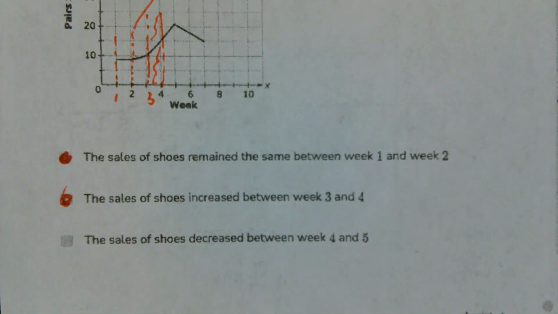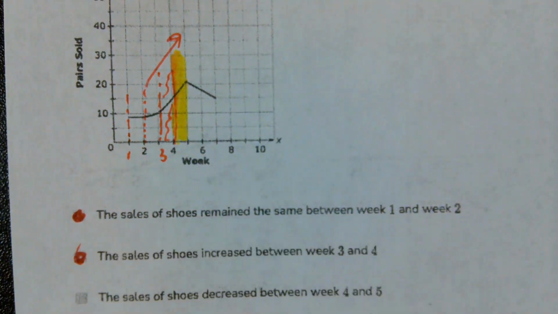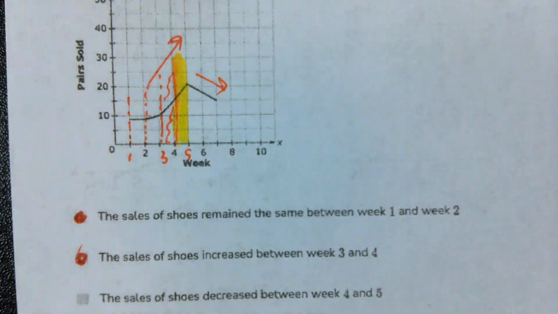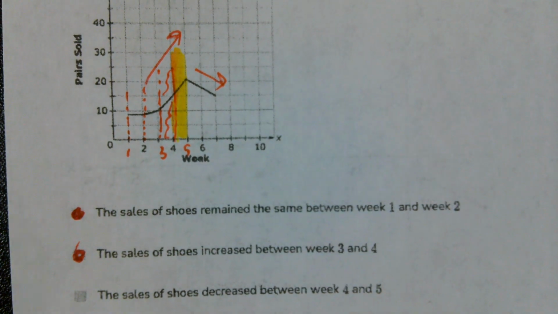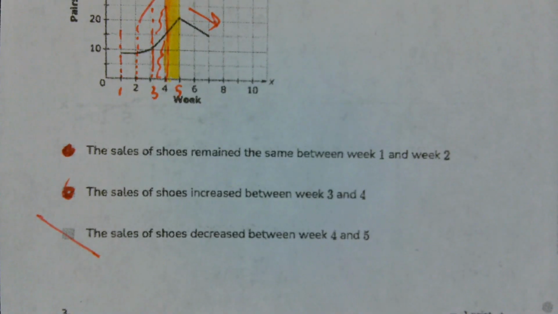The sale of shoes decreased between weeks 4 and 5. I'm going to highlight the section between 4 and 5. It's that rectangle in yellow. Does it look like the sale of shoes is decreasing in that amount of time? No, it looks like after 5 weeks, it starts to go down. After 6 weeks, it's still going down. But from 4 to 5, it's still increasing. That one's not going to be one of our answers there. Andy? Yeah.